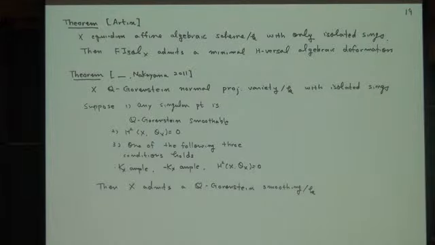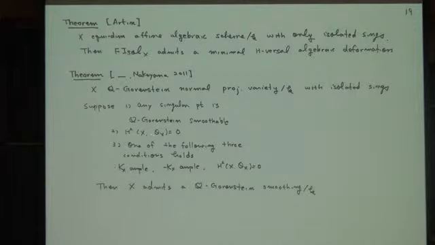Now let me illustrate one theorem in our previous paper with Nakayama. X is a Q-Gorenstein normal projective variety over K with isolated singularities, and suppose any singular point is Q-Gorenstein smoothable and H2(X, O_X) equals 0. And the third one is one of the following three conditions: K_X is ample, or minus K_X is ample.